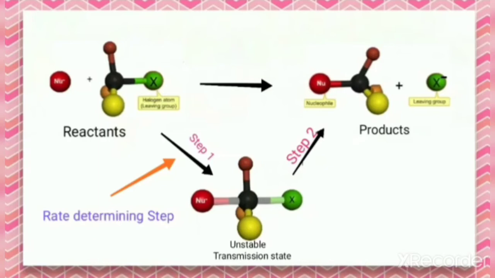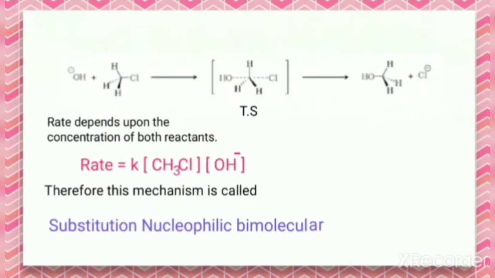So when we find out the rate, it will be equal to K into the concentration of the alkyl halide and the concentration of the nucleophile, because in the first step the two reactants are the nucleophile and the haloalkane. So the rate will be equal to K, a constant, into the concentration of both reactants. So in the first step, there are two reactants. Therefore, we can say that the reaction is bimolecular.